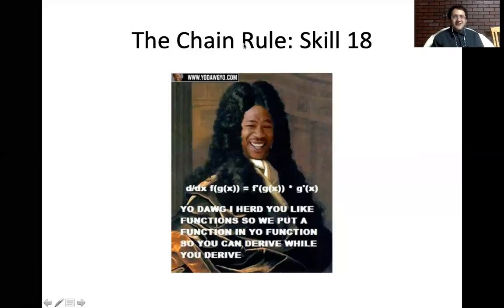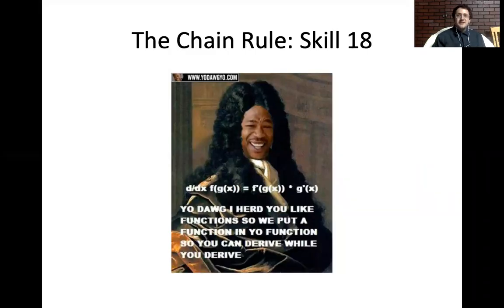Hello, calculus scholars. This weekend, you're going to be learning another rule of taking derivatives, and this rule is called the chain rule. And I always like to begin chain rule with a little meme.